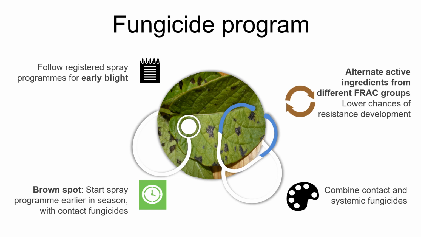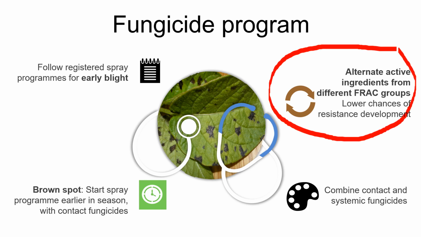For brown spot, at this stage, there are very few products that are actually registered in South Africa for management of brown spot on potatoes. So in this case, we suggest using a fungicide that is registered for early blight. But the most important thing that one needs to note is that one must alternate the active ingredients from different FRAC groups. This will lower the chances of resistance development.